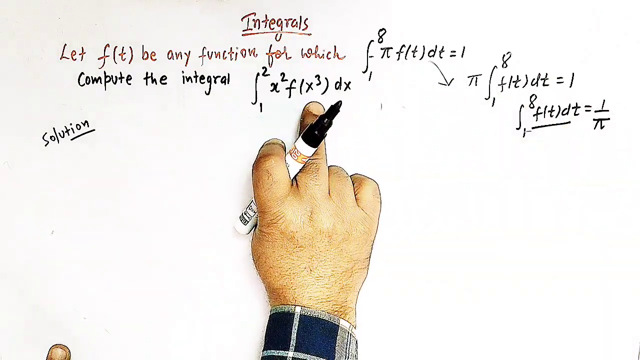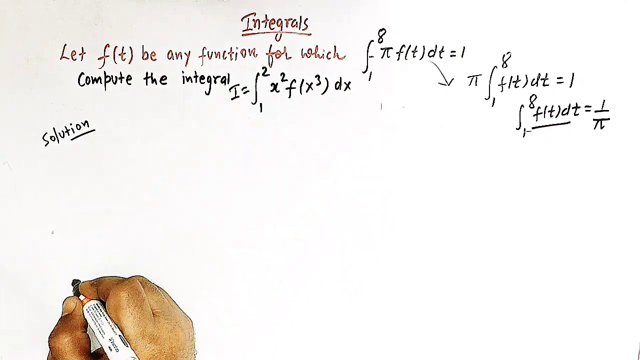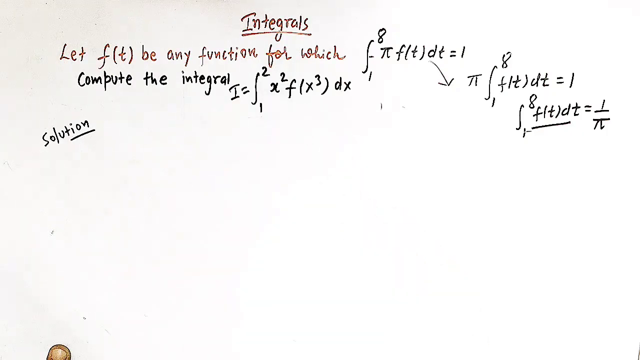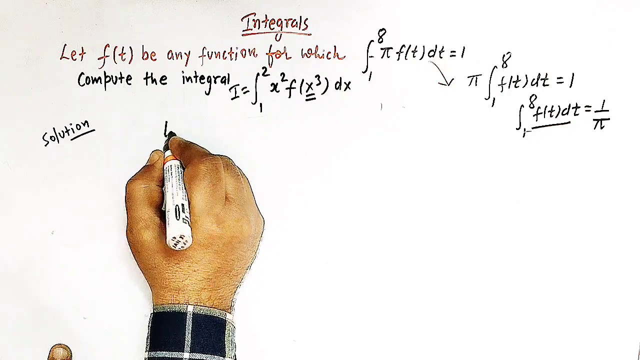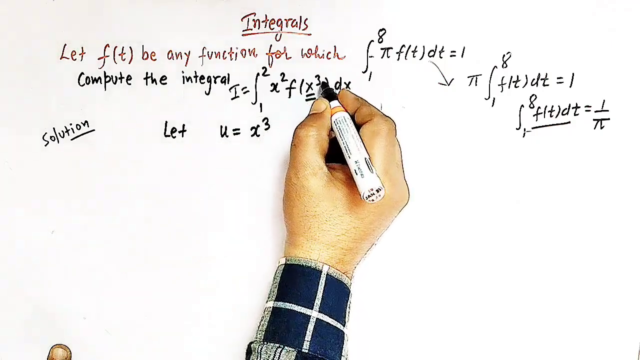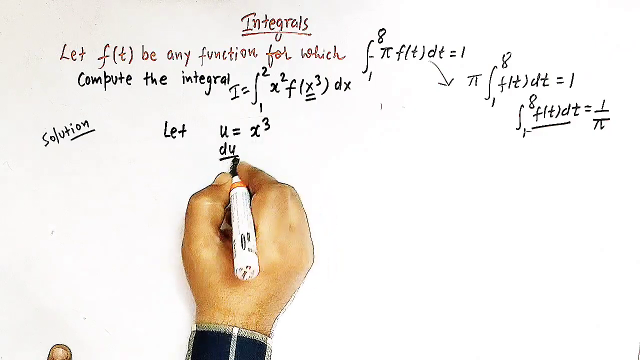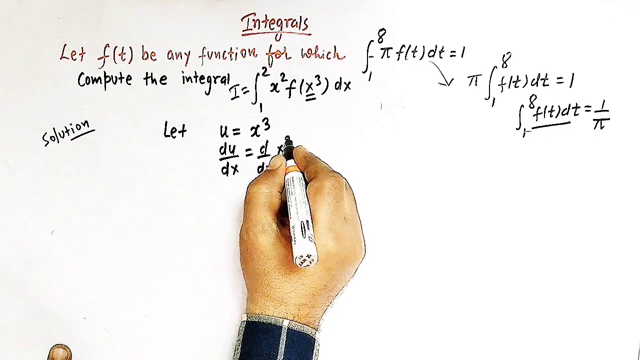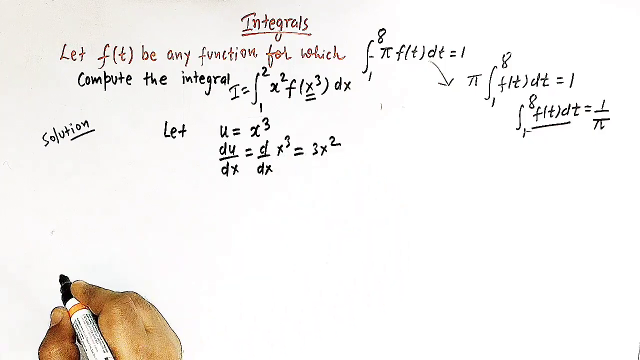Now let us find the value of this integral. So let us call this integral as I, right? So here we'll make use of the method of substitution. So let us take here u is equal to x cube, right? So when u is equal to x cube, then du over dx is d by dx of x cube. So the derivative of x cube is 3x square.